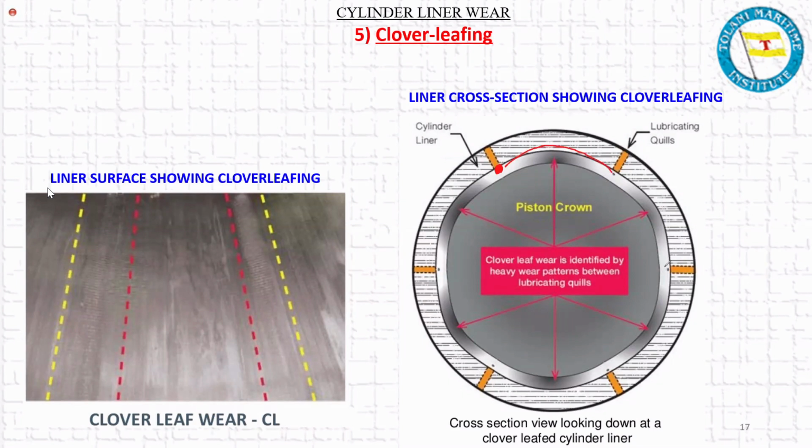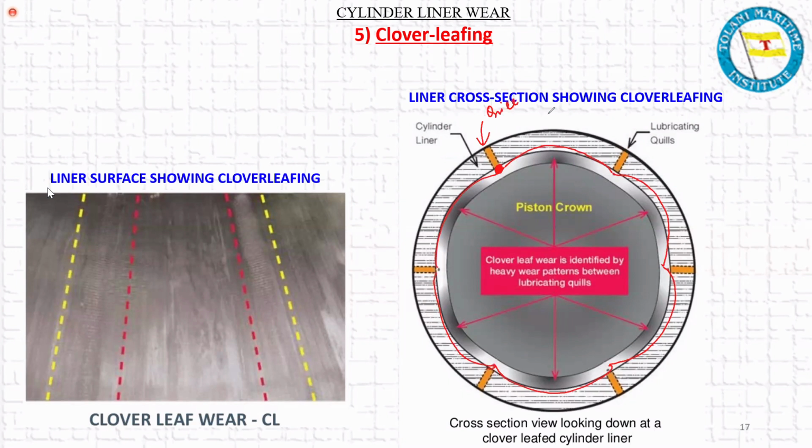The wear is not even. The wear is not circular. The wear is of this pattern. This pattern is called a clover leaf pattern. Why is it called a clover leaf pattern? Because it resembles a clover leaf, and that's why it is called a clover leaf pattern. These are the positions of the quills.